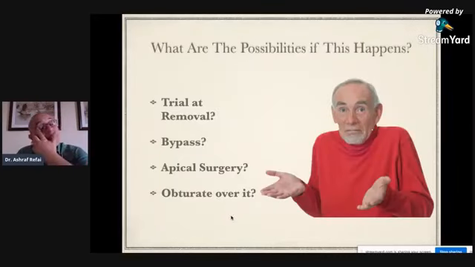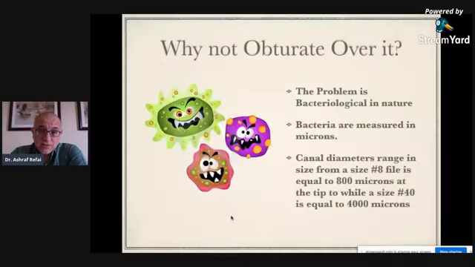Okay, so when something like this happens, when you get an instrument that fractures during your treatment, what are the possibilities? You have 4 possibilities. You have retrieval, you have bypass, apical surgery, or just obturate over it. Now, the obturate over it option is the easiest option, and the problem is that it's not really substantiated with evidence. So the question goes and remains, why not obturate over it?